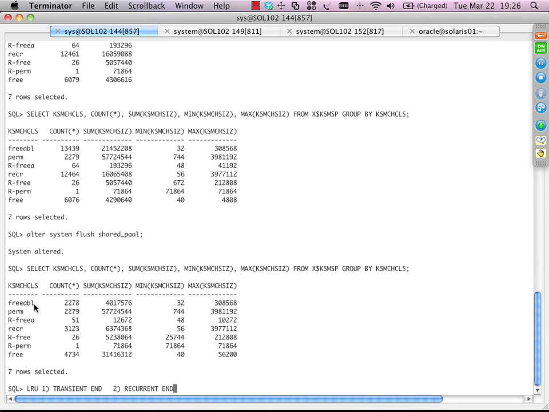But freeable chunks can only be thrown away by the same module in the Oracle kernel which actually allocated it. So freeable means that I'm allocating it. Yes, I'm gonna free it someday, but it's up to me. It's up to that allocator to decide when it's gonna be freed. It cannot be thrown away by somebody else who is short on memory. And now, if you wonder that if freeable can be flushed out only when the allocator wants, then how come this number went down?